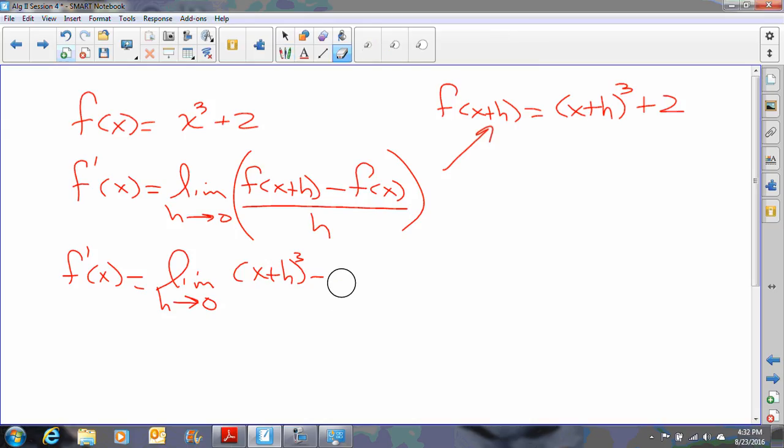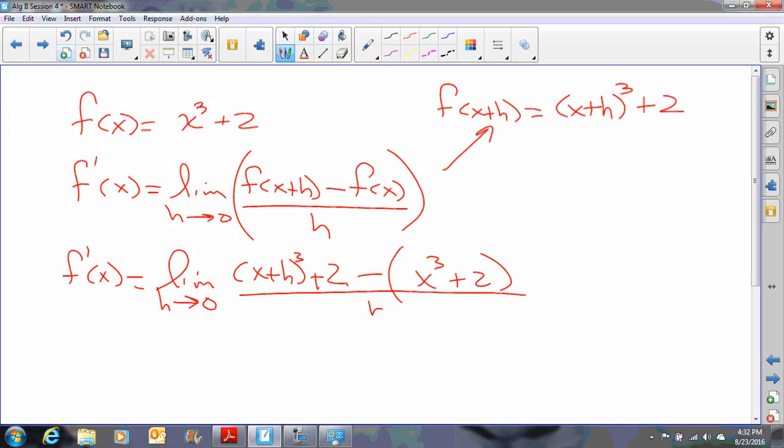minus, and then in parentheses, x cubed plus 2, all over h. Obviously, if you put 0 in for h in the numerator, you get x cubed minus x cubed, that's 0. 2 minus 2, that's 0. 0 on the top, 0 on the bottom. So more evaluation is necessary.